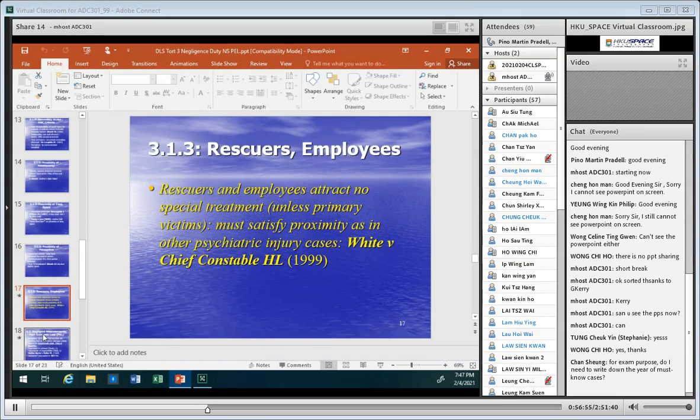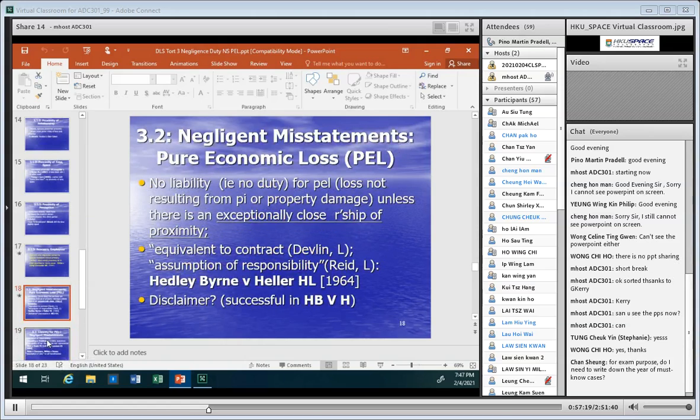If you are a secondary victim who suffers nervous shock, you'd have to prove all the elements of proximity, and it's unlikely that a relative of yours would be one of the ones injured. So you wouldn't have proximity of relationship. Okay, so that's White and the Chief Constable. Rescuers are treated like everybody else.